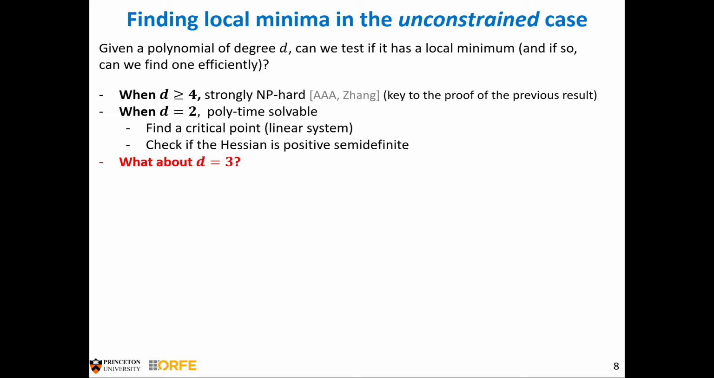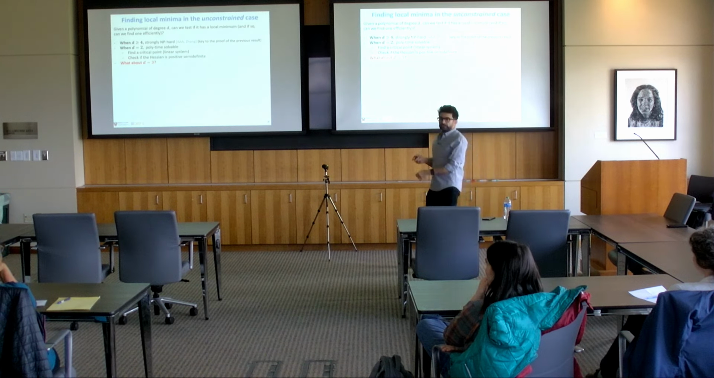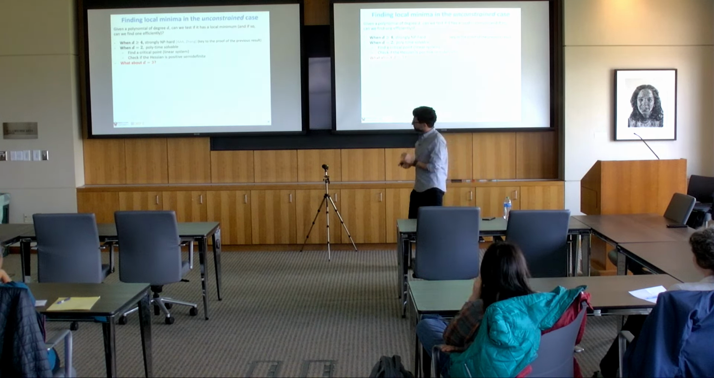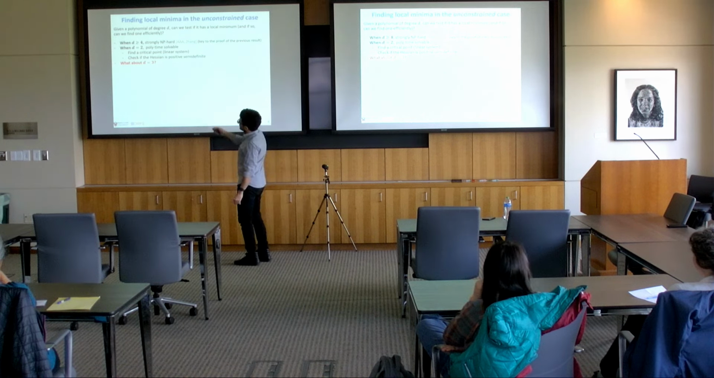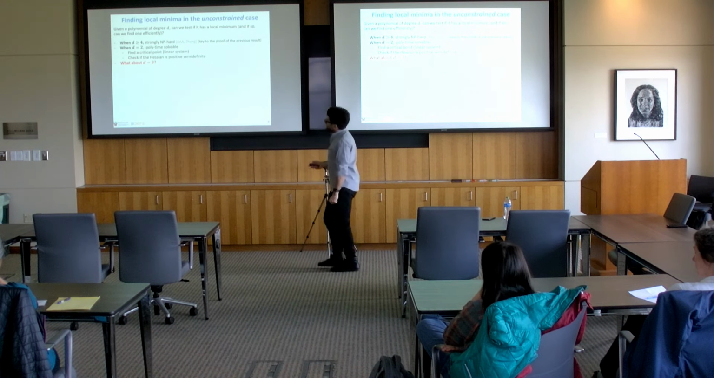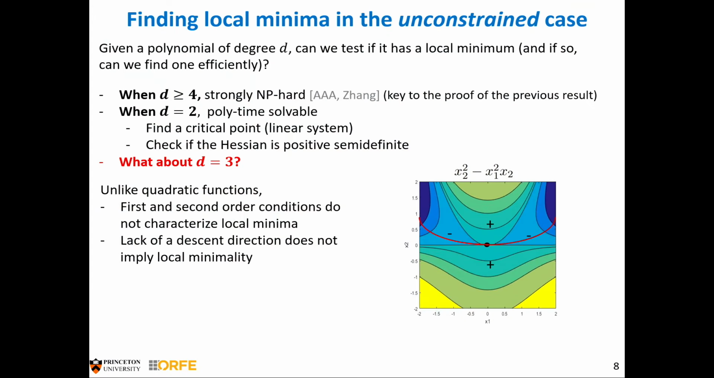So in the literature, the middle case had remained open. That's the case of degree 3. And it turns out degree 3 is actually extremely interesting. There's a lot of nice algebra and geometry that arises in degree 3. So just to give you an intuition of why degree 3 is more complex than degree 2, let's look at this example. This is a cubic polynomial in 2 variables.